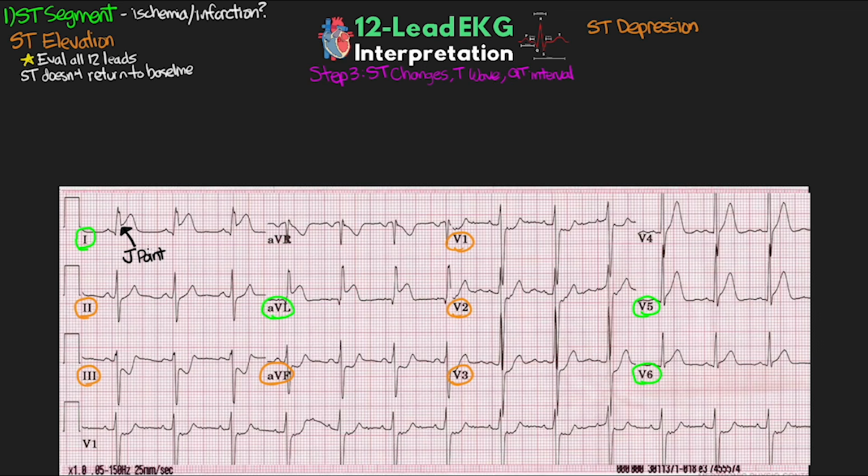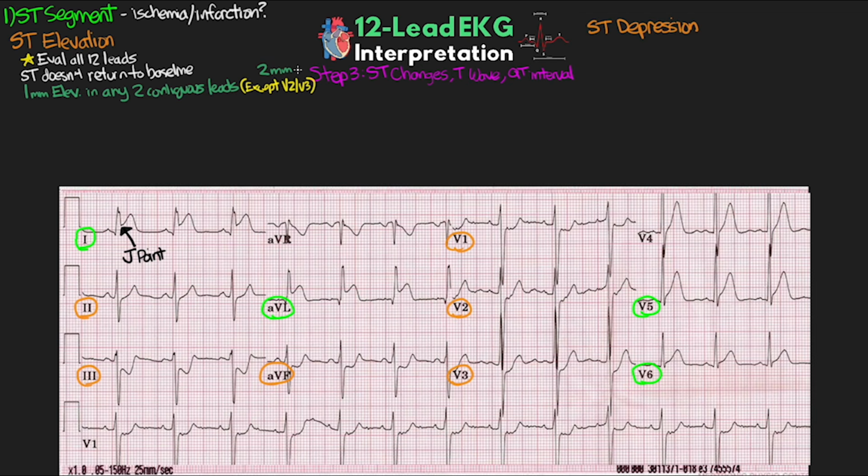So if we have an elevation above that isoelectric line of 1 millimeter, so one small box, in any 2 contiguous leads, with the exception of V2 and V3, then this is what we would consider ST elevation. So it doesn't take much for us to classify something as ST elevation. Now that said, for leads V2 and V3, instead of 1 millimeter, we actually need to see 2 millimeters.